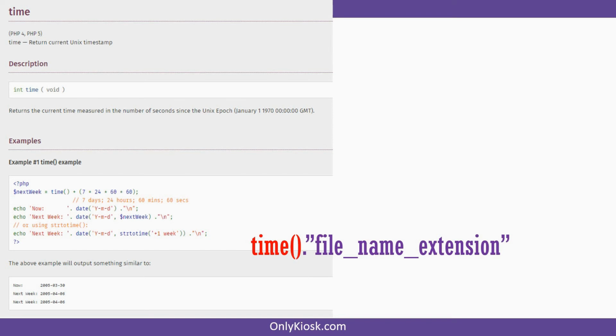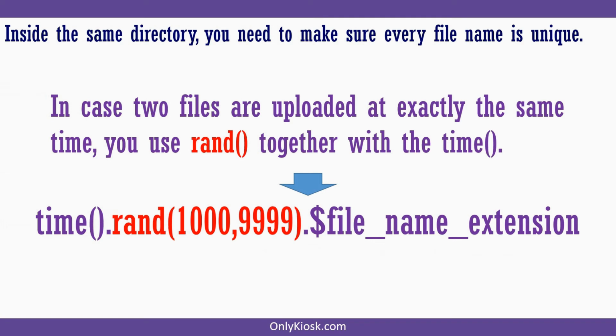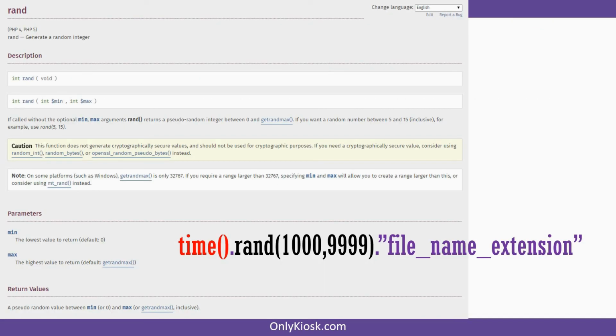If by coincidence two files are being uploaded at exactly the same time, you can use a function called rand to solve the problem. The rand function will generate a random number, and it is very easy to use. Inside the parenthesis, you put two numbers, the minimum value and the maximum value, and that's it. Then you use the concatenation operator to connect the time function, the rand function and the file name extension together.